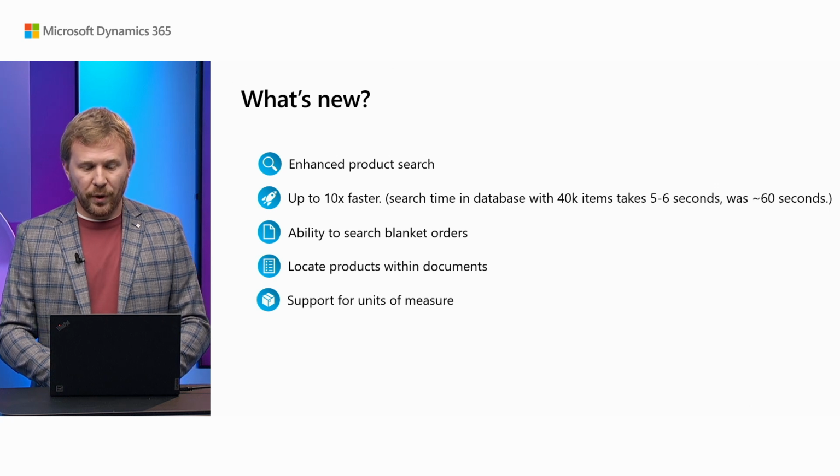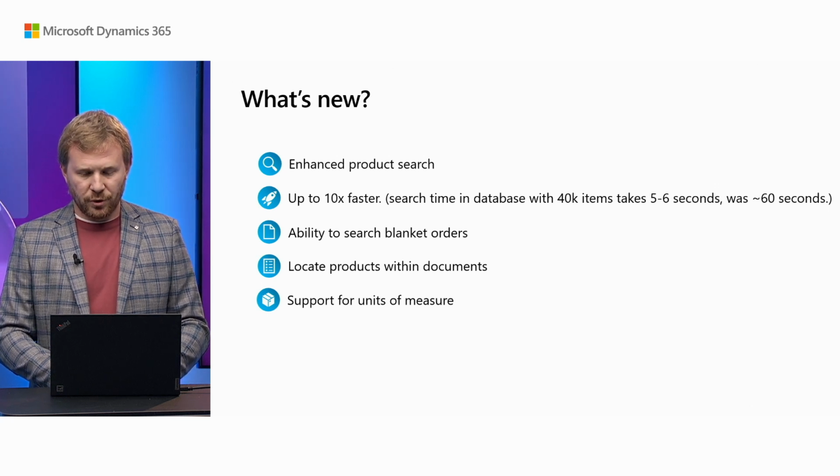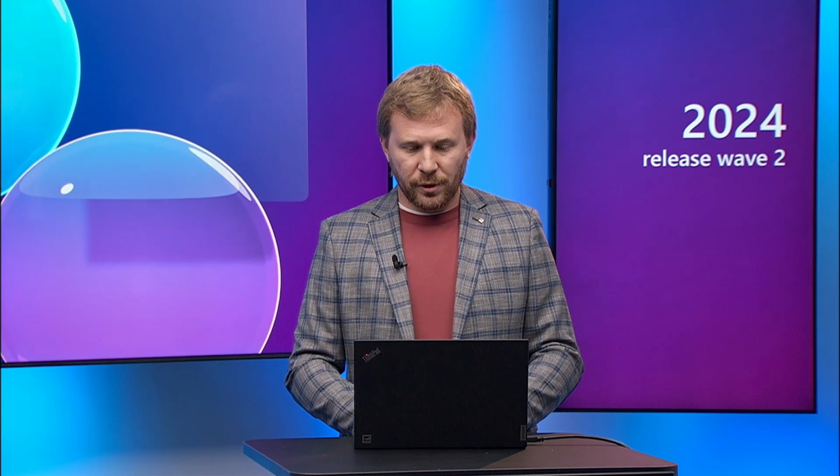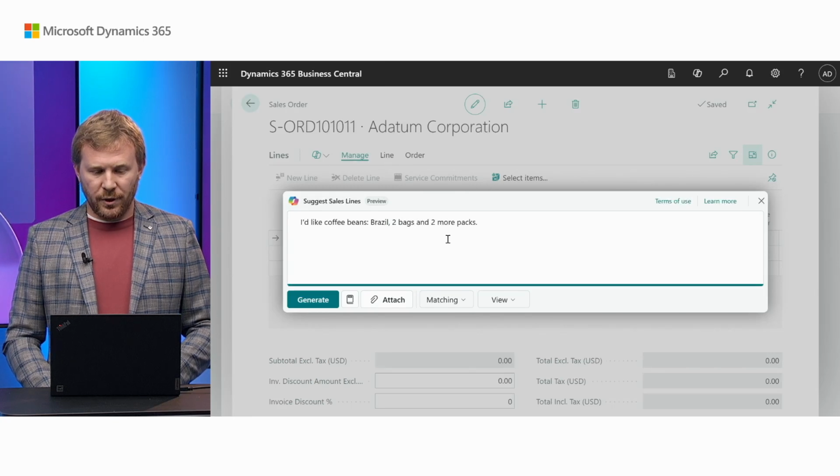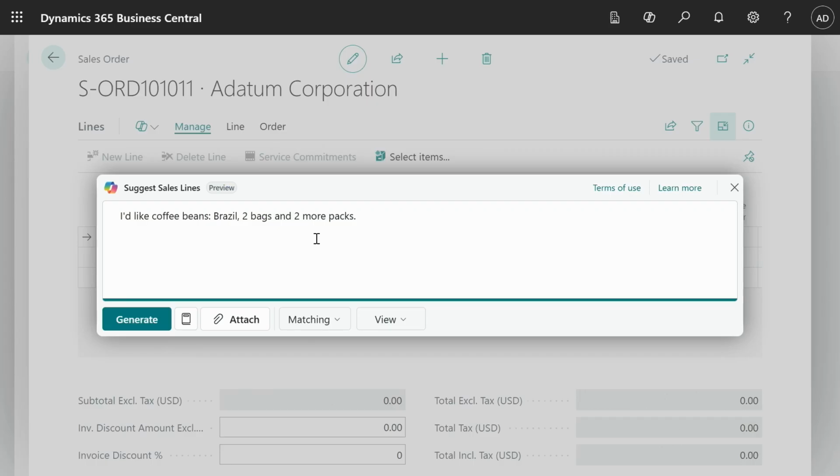Next, we've added the support of units of measure. Now, any units of measure you have set up for your item, either it's pieces, bottles, kilos, pallets, it will be all considered by the sales line suggestion feature. Here, I'm asking the sales line feature for coffee beans. I need Brazil, which is delivered in either bags or packs. Here I'm asking for 2 bags and 2 more packs.